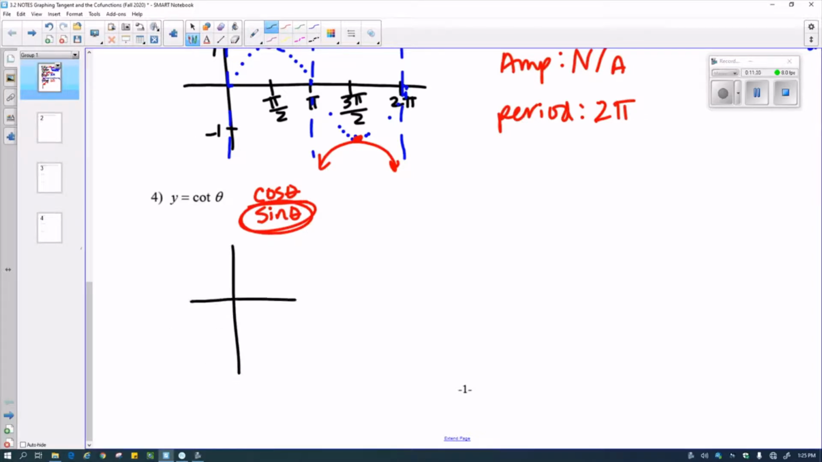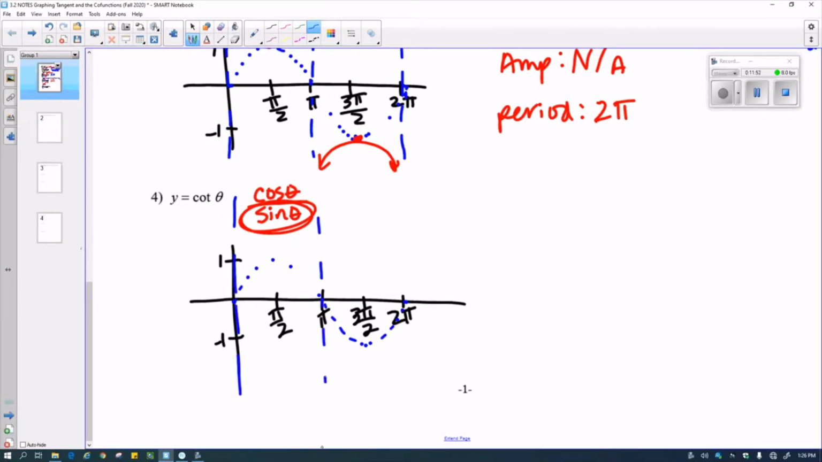So I will sketch my regular graph, my 4 tick marks like always. 2 pi because there was no adjustment. I'll put my 1 and my -1 in there, even though my amplitude isn't really going to matter. I'll go ahead and sketch the sine to find where my asymptotes are. It is at the 0, at the second tick mark, and at the fourth tick mark.